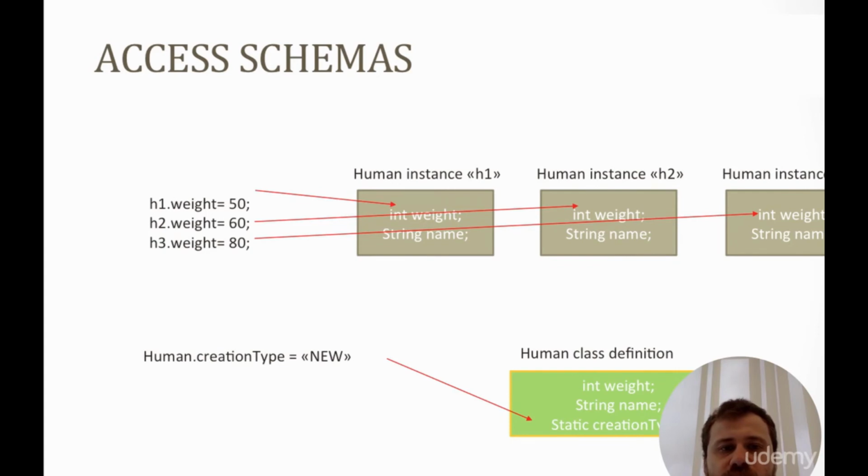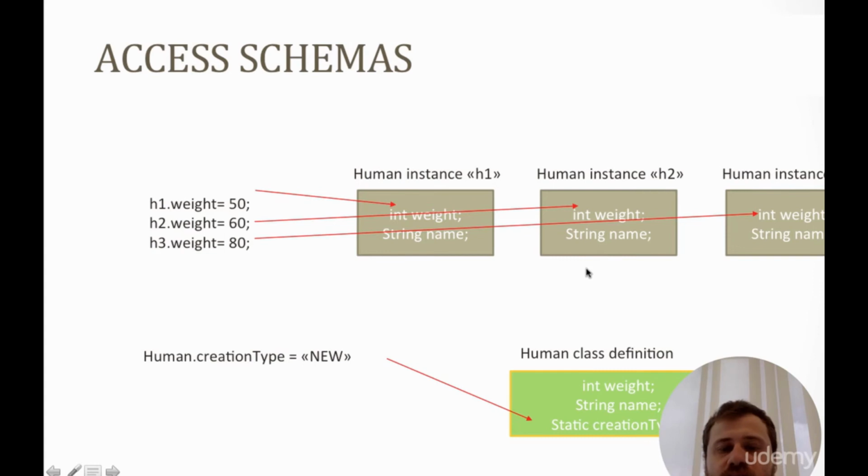Here let me schematize the problem. We had a class named human, and we had created three instances of this class: human1, human2 and human3. So they are h1, h2 and h3. And whenever we need to set a variable on any instance, we are accessing this variable by dot notation on any instance. h1.weight equals to 50, h2.weight equals to 60. So they are referring to different memory blocks. This one refers to here, this one refers to here, and this one refers to here.